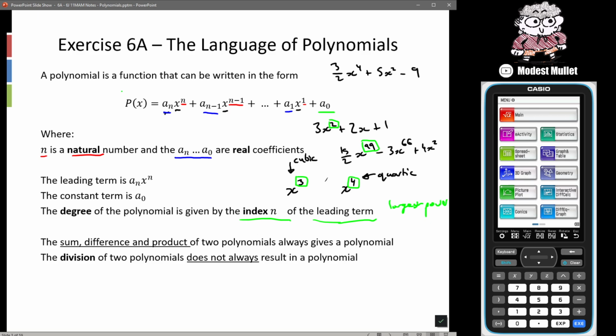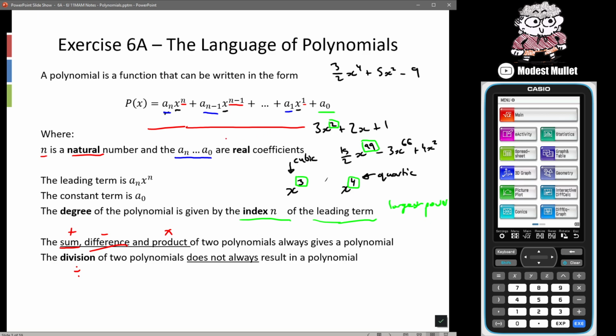Now with polynomials, we can always add them. We can add two polynomials together, we can subtract two. So sum is add, difference is subtract, and we can also multiply them, and when we do that with polynomials, that will always give another polynomial. It will keep its natural number power. A lot of the time with division, we can also divide two polynomials, but it's not always going to stay a polynomial. Sometimes the powers change, so it doesn't hold that relationship. It doesn't stay like that.